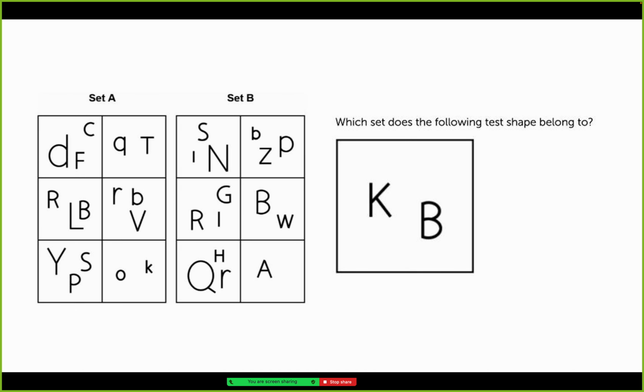In set B, that also seems to have more straight lines than curves. So there might be a ratio. So there's 3 to 1. No, that's not right. I might look at the enclosed areas then.